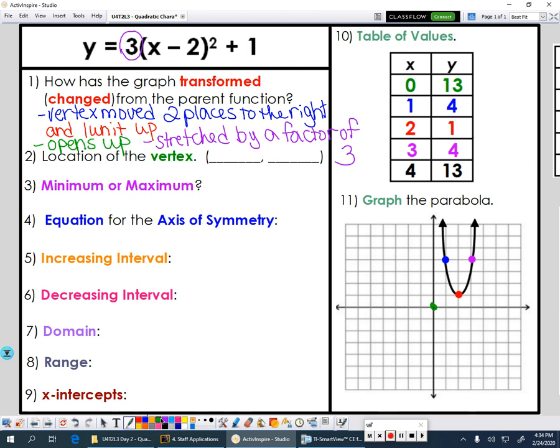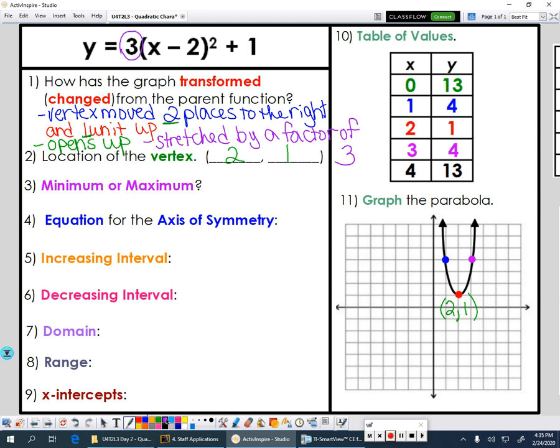So my vertex, what is a vertex? Well, this red dot down here is my vertex. When we talk about our vertex, what I want is the ordered pair that I have here. And the ordered pair of this vertex is (2, 1). So (2, 1) is my vertex. If you look, it moved 2 places to the right, that's my x value, and 1 unit up, that's my y value of my vertex.